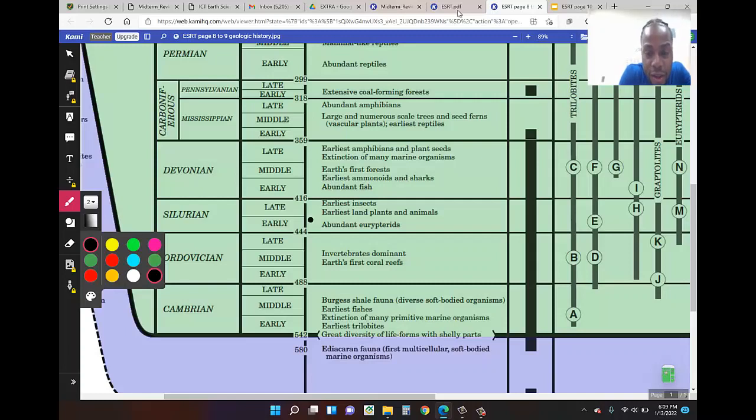All right. Earliest land animals right here, and the period is the Silurian period.